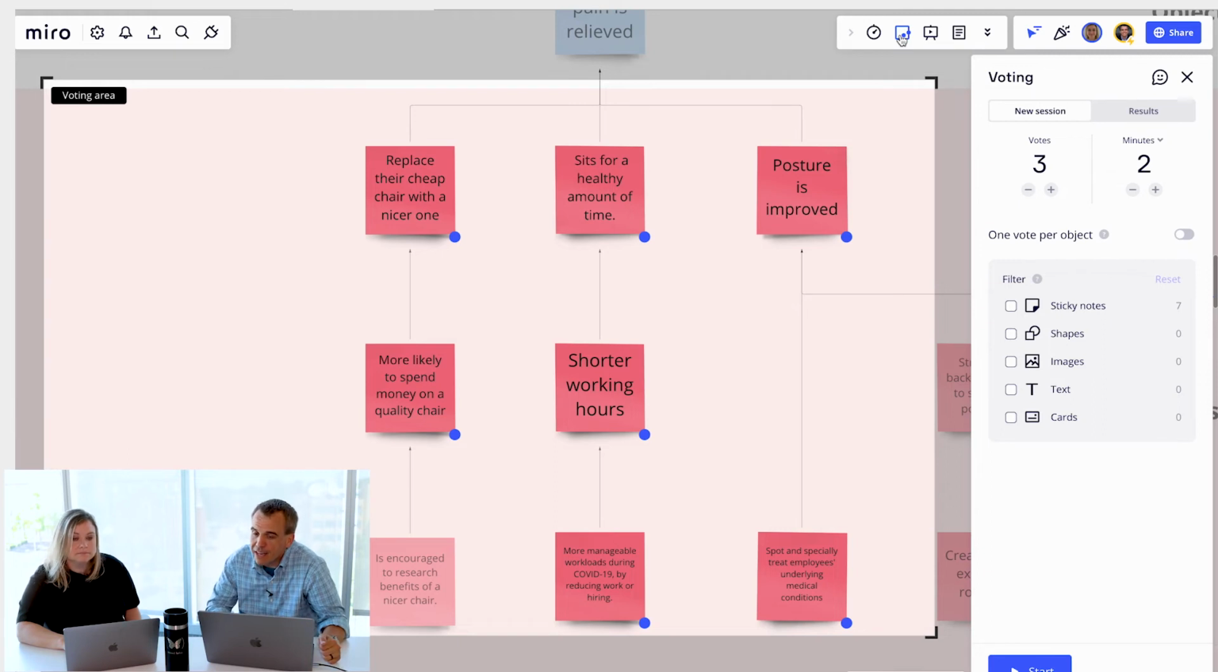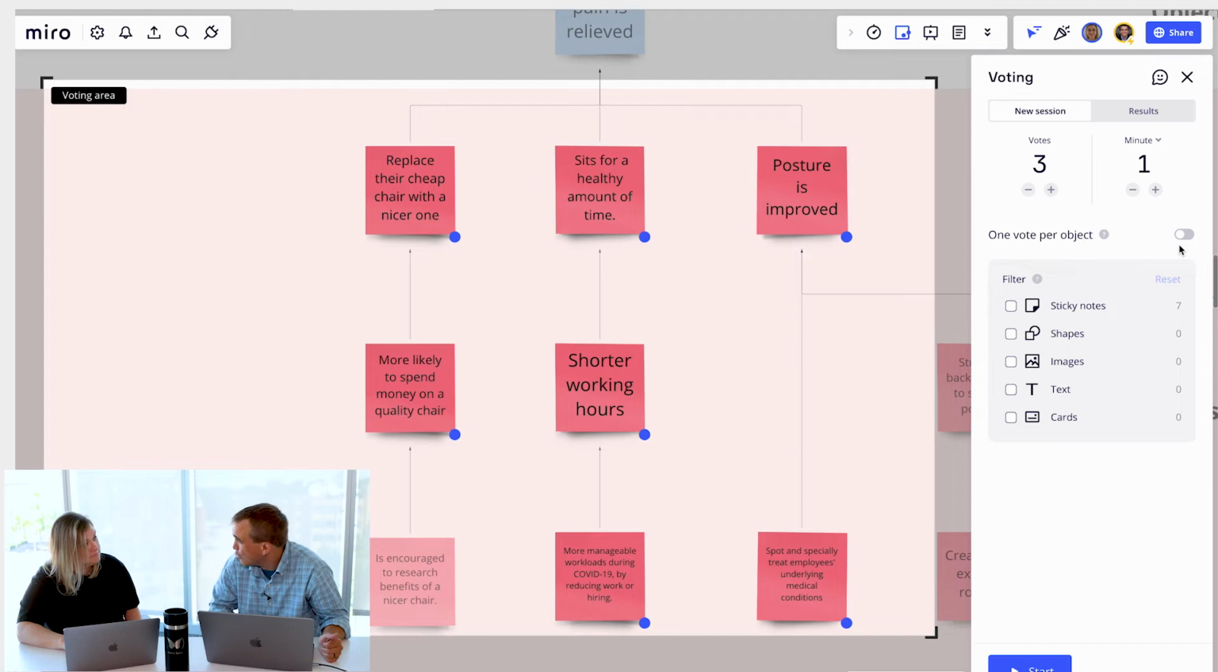So I'm gonna go ahead and click what looks like a square with a couple of dots on it, which is the voting button. I'm then going to be able to set the number of votes. In this case, we'll keep it at 3, and the amount of time that you and I have to do it. In fact, we're going to do a speed round, Megan, and only make this 1 minute by adjusting the minus sign.